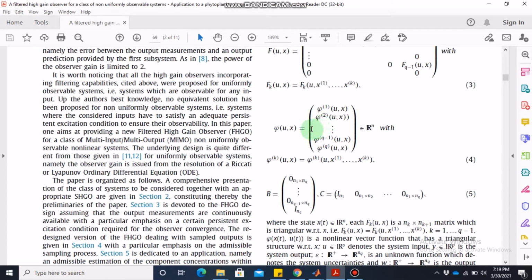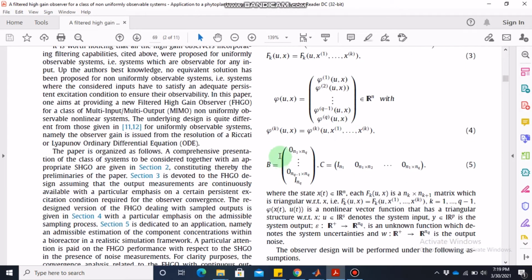Similarly, this is the structure of the phi function, which could be any nonlinear function of control and state, having q elements. Then the structure of the B matrix is such that the disturbance enters through the last few state variables. So an identity matrix of size nq is the final element of the B matrix. All the other elements are zero matrices, and the C matrix is such that the first few states are measured and all other states are not measured.